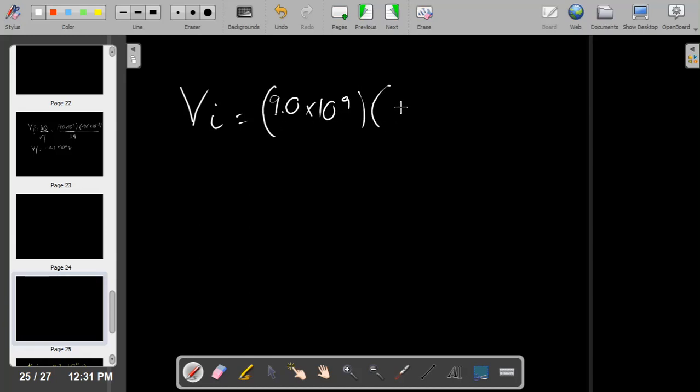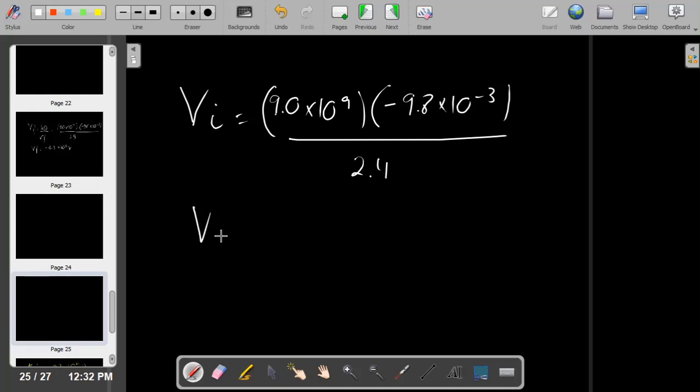Multiplying still our charge that is non-movable, 9.8 times 10 to the minus 3 in coulombs, but now divided by our initial position. And if you remember, that position was 2.4 meters. Do the math, put it in your calculator, and the value you should be getting for this one is minus 3.7 times 10 to the 7 volts.